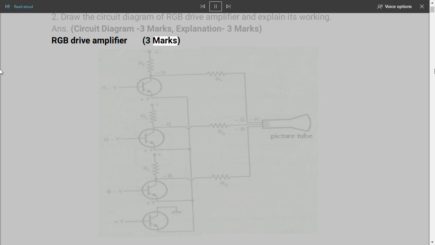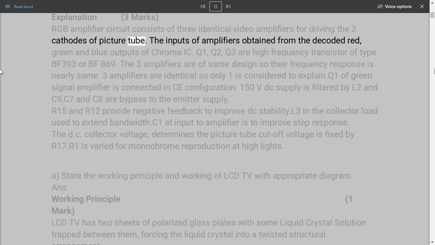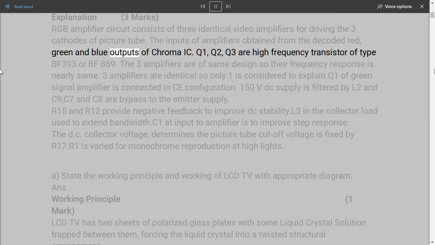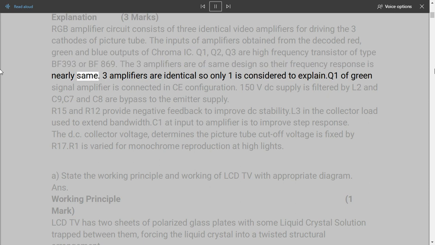Explanation, 3 marks. The RGB amplifier circuit consists of three identical video amplifiers for driving the three cathodes of the picture tube. The inputs of the amplifiers are obtained from the decoded red, green, and blue outputs of the chroma IC. Q1, Q2, Q3 are high frequency transistors of type BF393 or BF869. The three amplifiers are of the same design, so their frequency response is nearly the same. Since the three amplifiers are identical, only one is considered to explain.